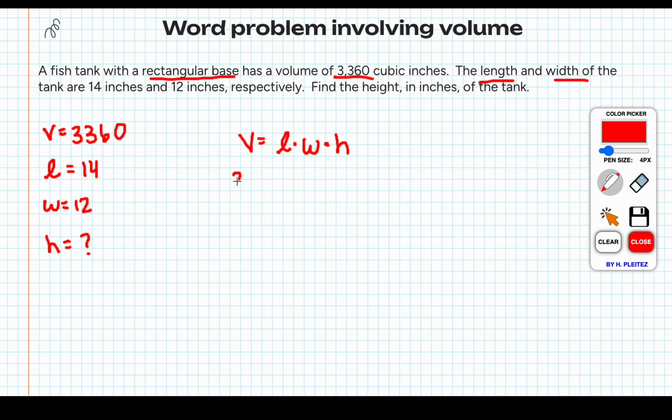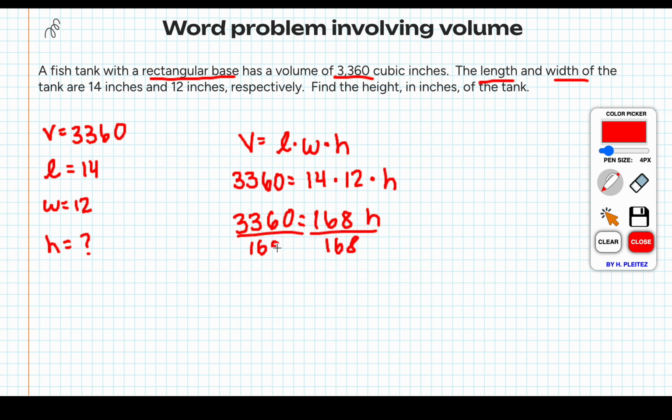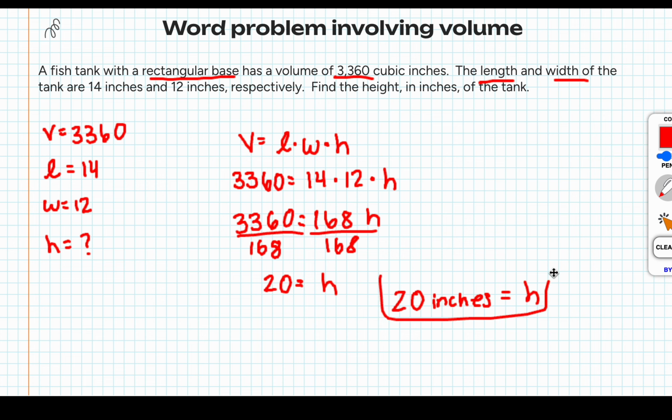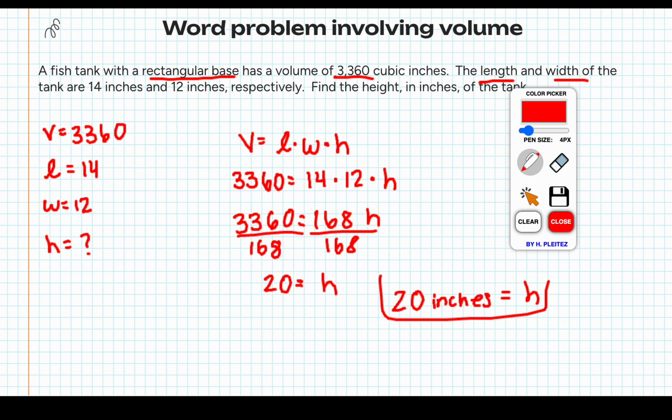Now let's go ahead and substitute. So 3,360 equals our length, which is 14, times our width, which is 12, and we're looking for our height. So now we just got to do some algebra. So we get 3,360, and if we multiply 14 times 12, we're going to get 168 times H. We divide by 168 on both sides, and we get that 20 is equal to our height. So 20 inches, if we included units, would be our height. Okay, now again with this, you want to make sure you make your list of variables, write out your entire formula, substitute, and then solve.